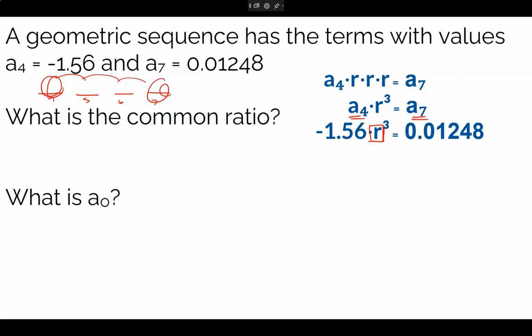I need to separate that negative 1.56 first. How is it being attached to my R? So how am I going to move it over? We're going to divide it. We're going to divide both sides by negative 1.56. So now I'm going to have R cubed equals negative 0.008.